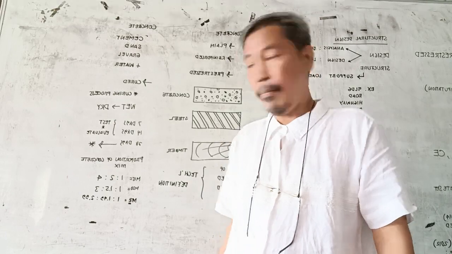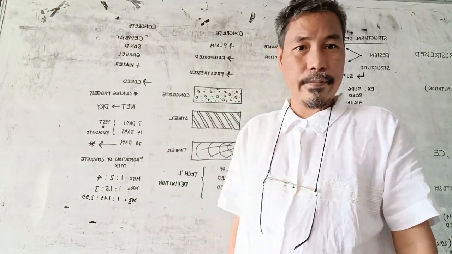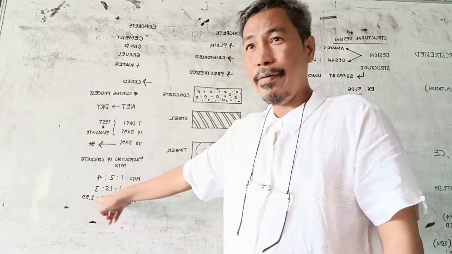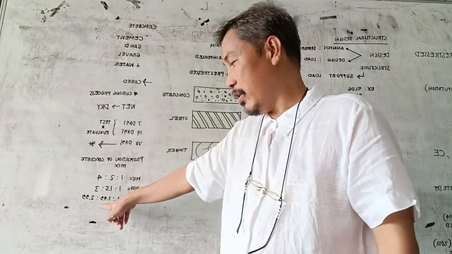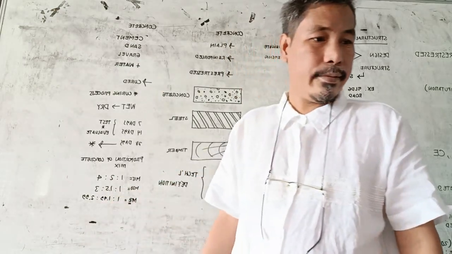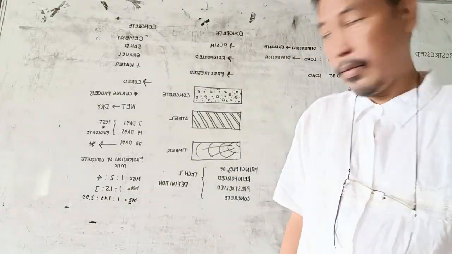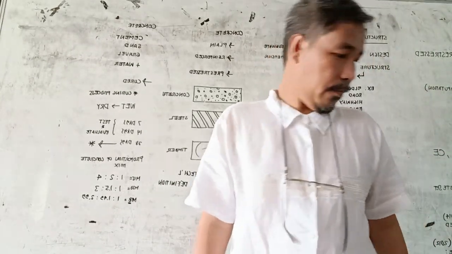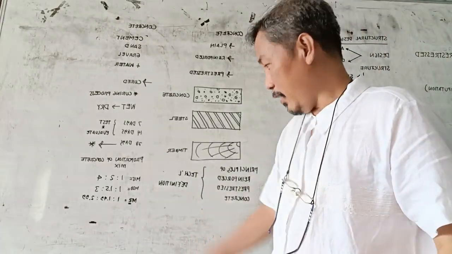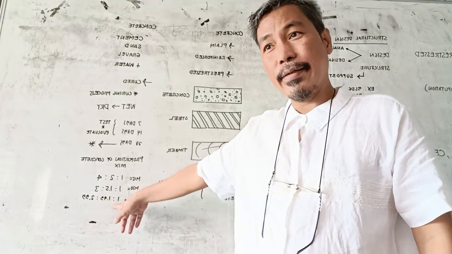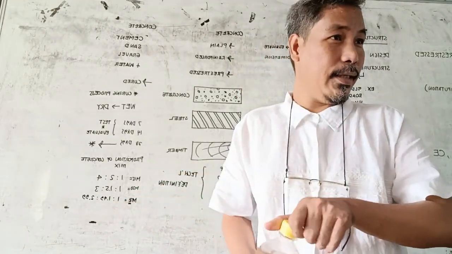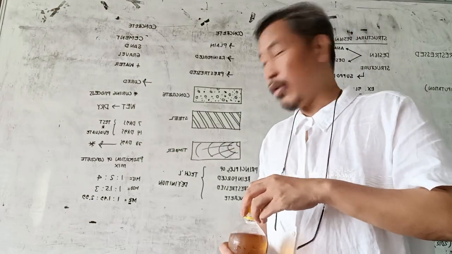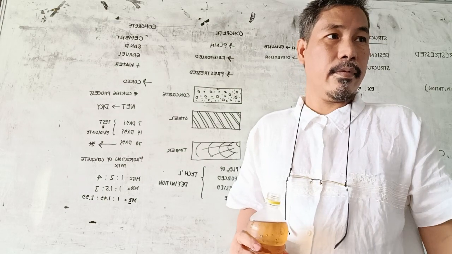So that is the only meaning why I put on this crazy example, no? No one will do this, no? 1.49 and 2.99, right? It is not actually possible in civil engineering. It is possible in mechanical engineering, but civil engineering is not possible. It's too accurate. Okay?